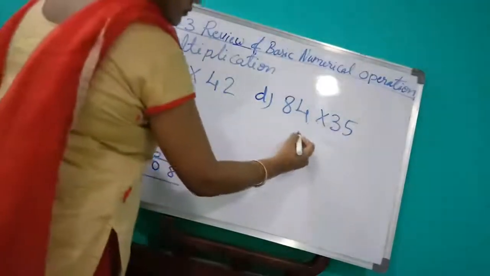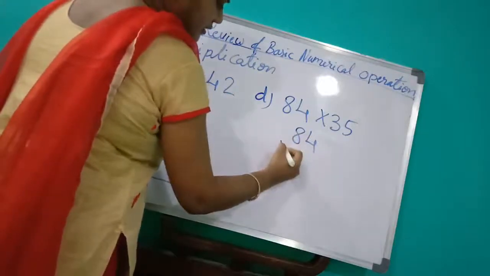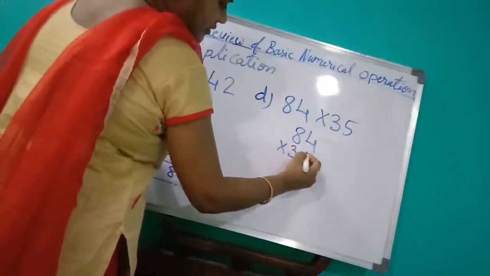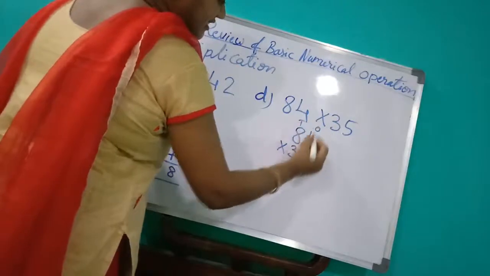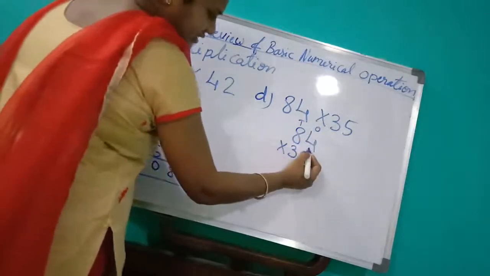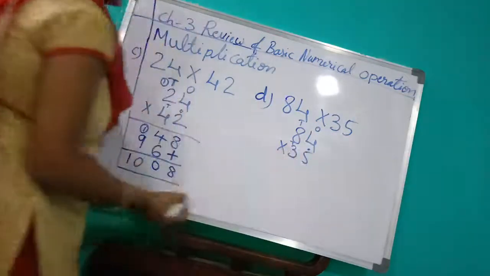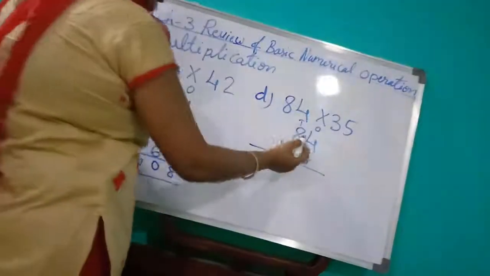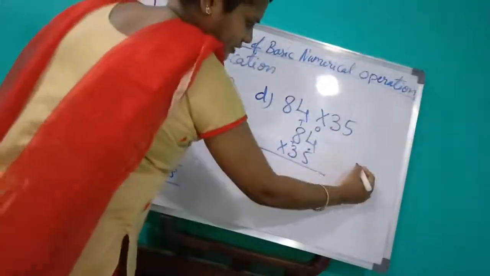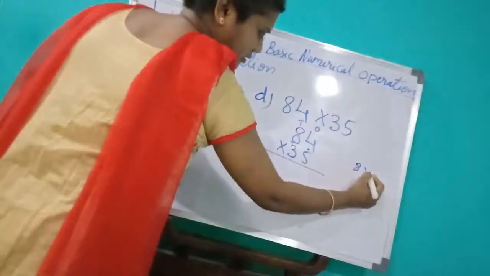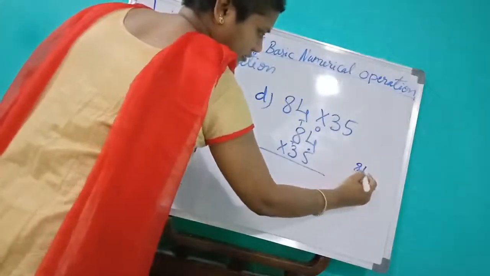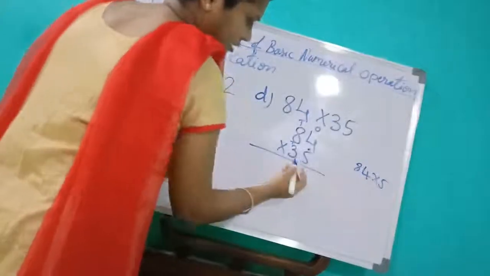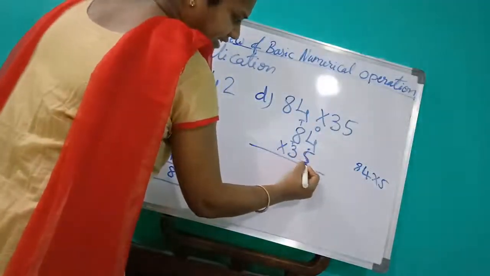Here, 84 into 35. Ones place, tens place. Ones place first. Check which number is here? 5. So 5 into, you should do these two numbers. 84 into 5, because 5 is there in the ones place.